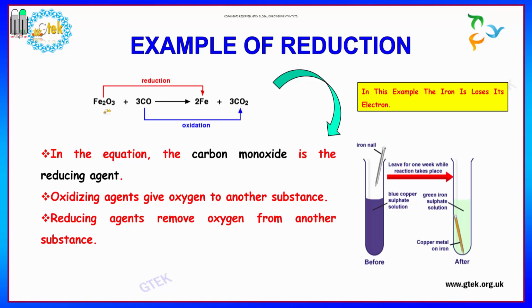So this is a typical example where ferrous oxide reacts with carbon monoxide. Here ferrous oxide becomes iron, so it is reduced, and carbon monoxide becomes carbon dioxide, so it is oxidized. So carbon monoxide is considered a reducing agent. So by definition, oxidizing agents give oxygen to another substance and reducing agents remove oxygen from another substance.